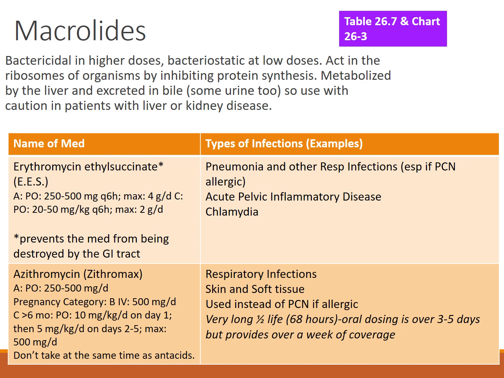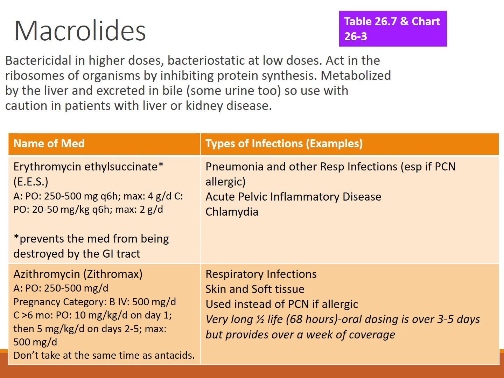So erythromycin ethylsuccinate, or EES, you'll often see it abbreviated by the physician as EES. It's used for things like acute pelvic inflammatory disease, chlamydia, pneumonia, and some other respiratory infections, especially if they're penicillin allergic. So for some kids with strep throat, they would get this if they were allergic to penicillin. All right. The ethylsuccinate helps prevent the med from being destroyed in the gastrointestinal tract, so it can be taken PO.